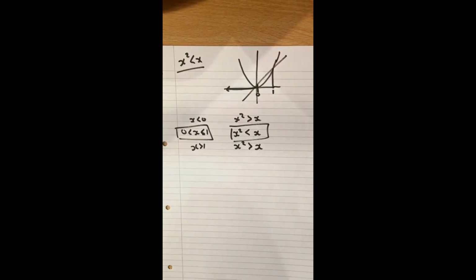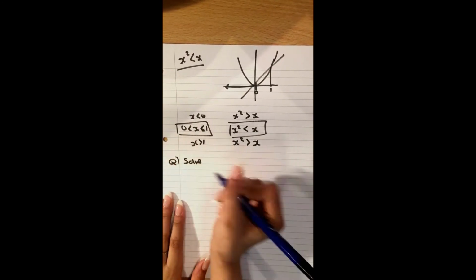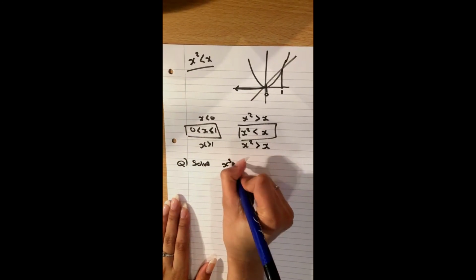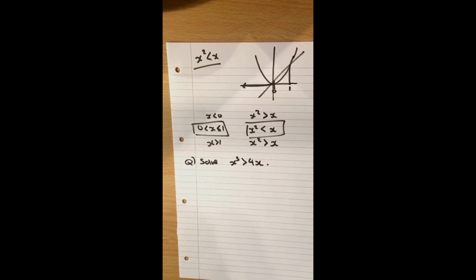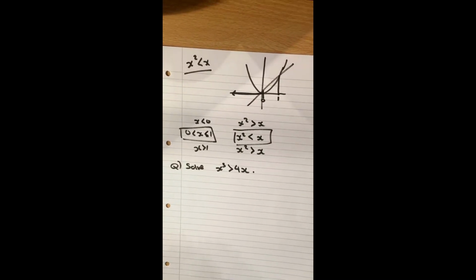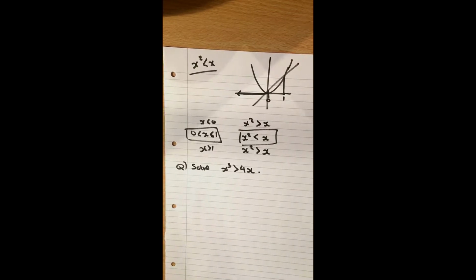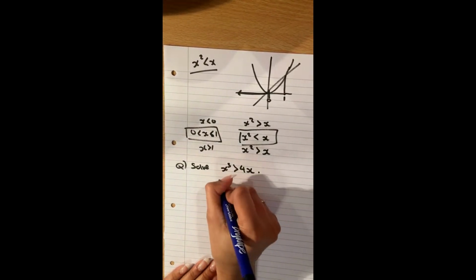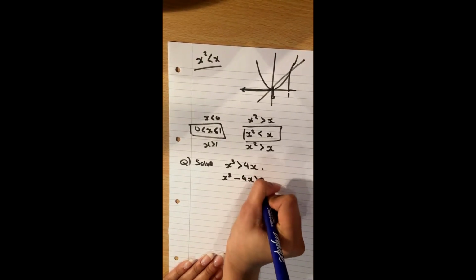So another example, if we solve x cubed is greater than 4x. Now remember, we can't just divide by x because we don't know if x is positive or negative. So we would need to change the sign if it's negative. In these cases, the best thing to do is to bring it all to one side. So if you minus 4x off both sides, we've got x cubed minus 4x is greater than 0.